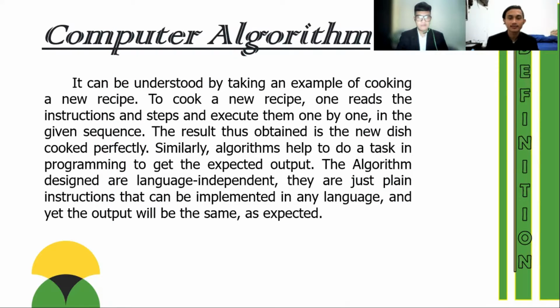Definition of computer algorithm. It can be understood by taking the example of cooking a new recipe. To cook a new recipe, one reads the instructions and steps and executes them one by one in the given sequence. The result thus obtained is the new dish cooked perfectly. Similarly, algorithms help to do a task in programming to get the expected output. The algorithm designs are language independent. They are just plain instructions that can be implemented in any language, and yet the output will be the same as expected.